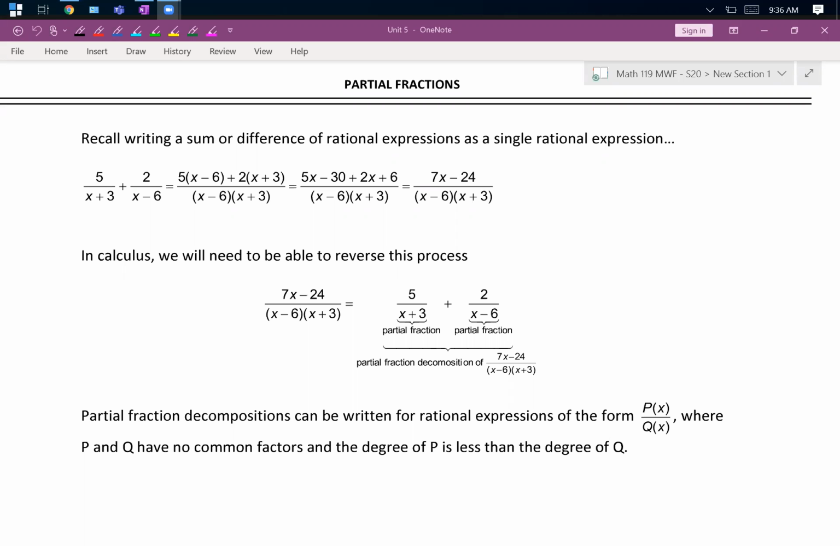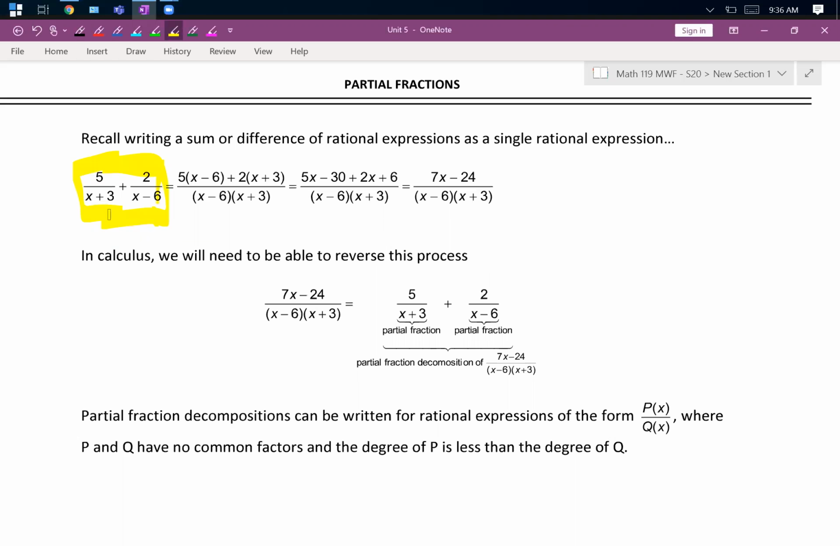So recall writing a sum or difference of rational expressions as a single rational expression. So basically adding two rational expressions together. We'd start with something like this. We'd get a common denominator, the new numerator that goes with it, distribute, combine like terms, maybe try to factor and simplify at the end.